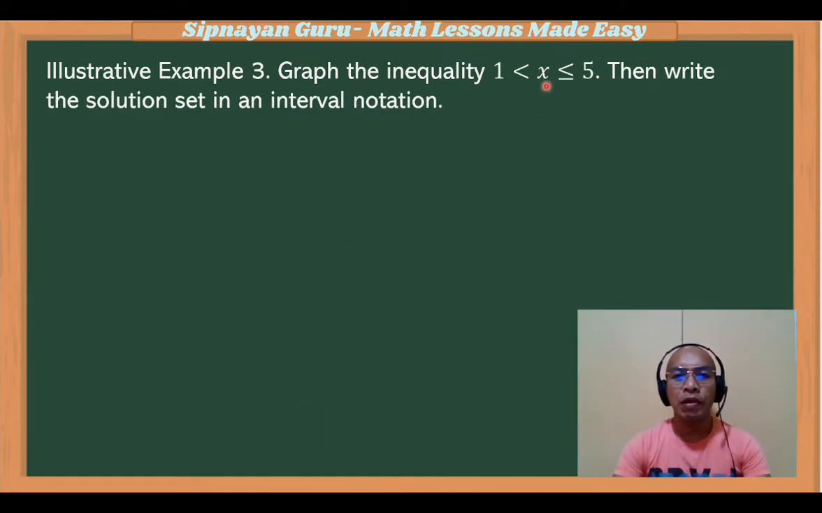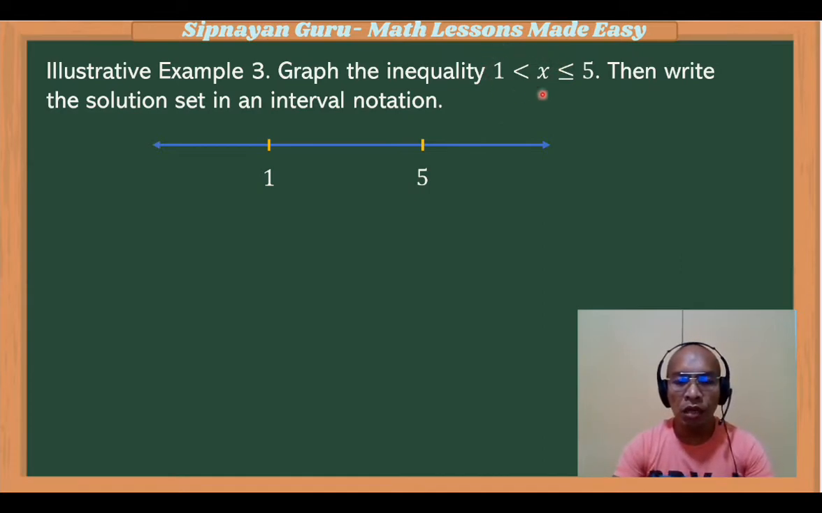Example number 3. So this is a compound inequality. This can be read as x should be greater than 1 but less than or equal to 5. So if this is our number line, we will cut this number line into 3 parts, which means that these 2 ticks here should be the boundary, which are 1 and 5 respectively. So this one is 1, this is 5.